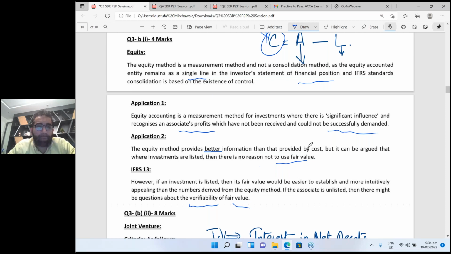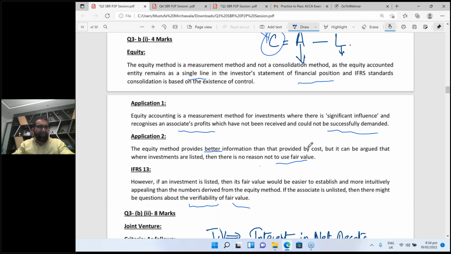Okay, now I want to give you one more aspect of equity accounting. It is not asked in this question, but 10 to 12 years back it came in your FR paper: the criticism of equity accounting. What is bad in equity accounting? Listen, in equity accounting, look here.